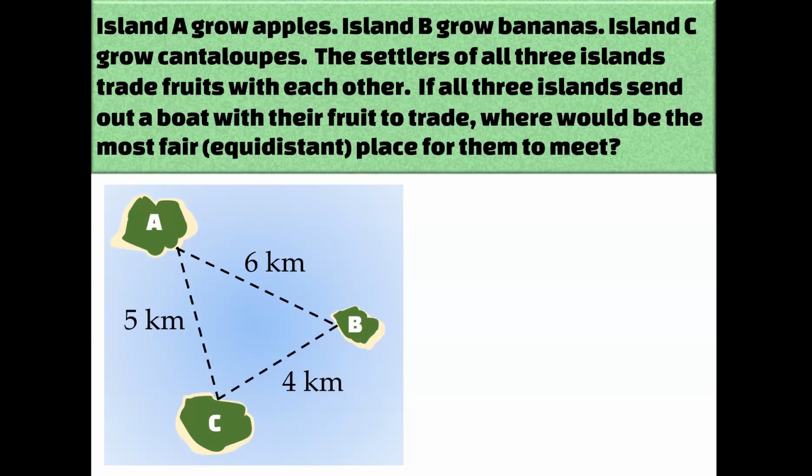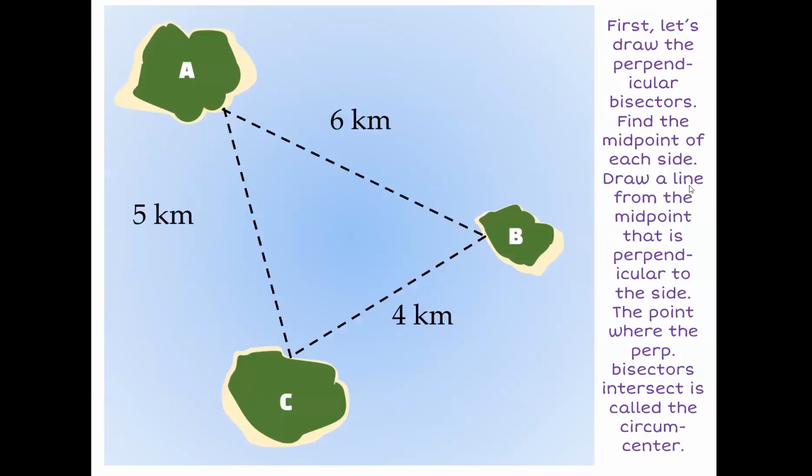Well, remember that we learned that the circumcenter of a triangle is equidistant from the triangle's vertices. And if we imagine that each of these islands is a vertex of a triangle, then all we need to do is find the circumcenter of the triangle, and that would be the most fair place for these traders to meet. In order to find the circumcenter, we need to draw the perpendicular bisectors.